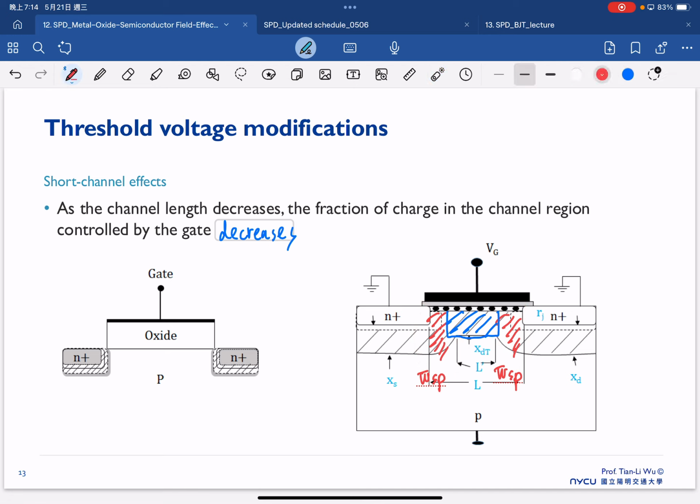So in summary, once we reduce the channel length, the inversion in the channel cannot be fully controlled by the gate anymore. And that's what we call the short channel effect.